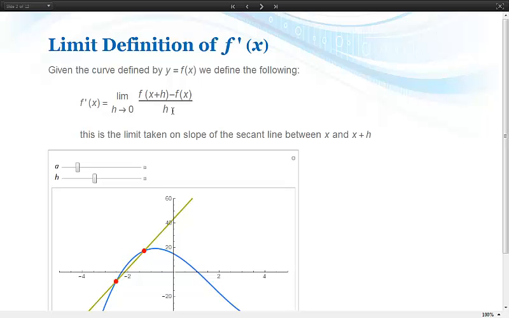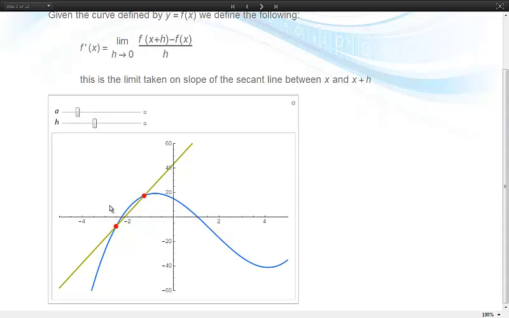Well, what does this represent? This is precisely the limit taken on the slope of the secant line between the points at x and x plus h. Notice the example here. So if my x point would be about negative 2.5, and my h is the distance between this point and the next one, I can move that out further or shrink it, and I can move my point anywhere in the curve I like. Let's set my x value to negative 2 and my h to 1.